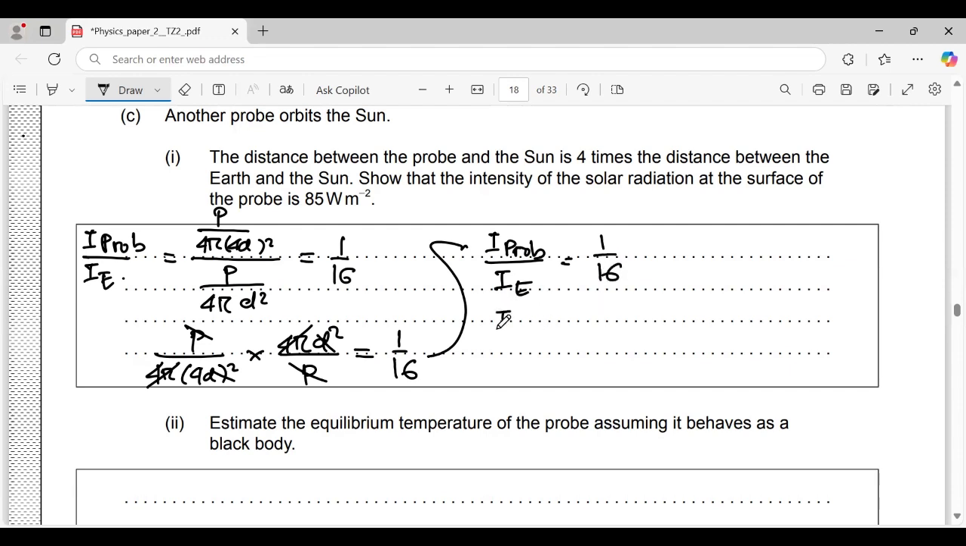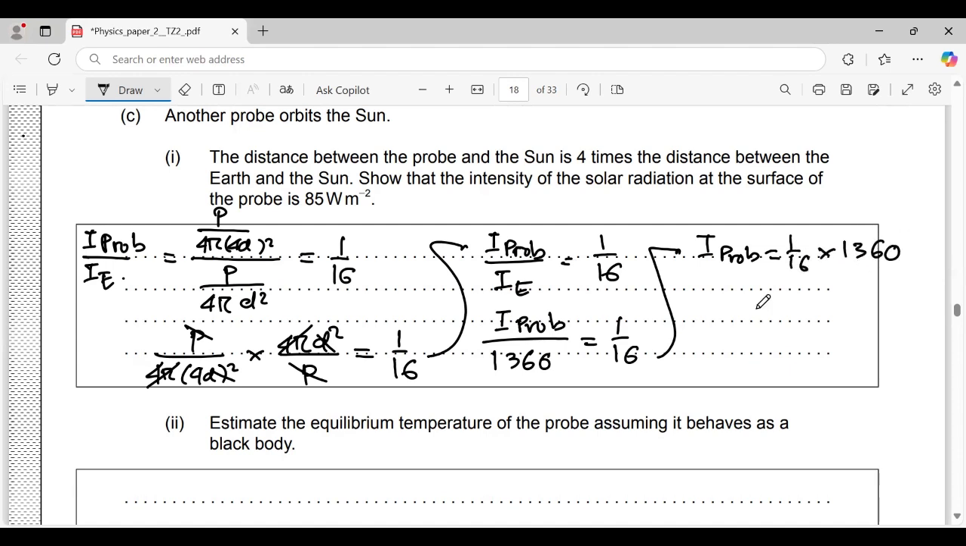Right. Next, the intensity at Earth is 1360. So the intensity of the probe equals 1 over 16 times 1360, and the result is 85.0 watts per meter squared.